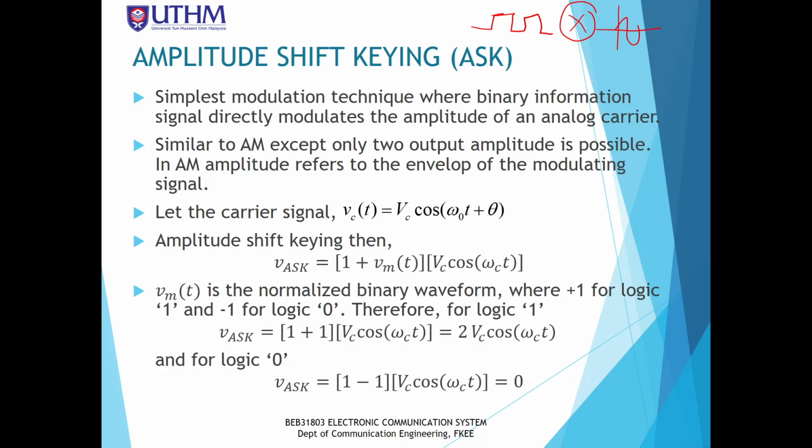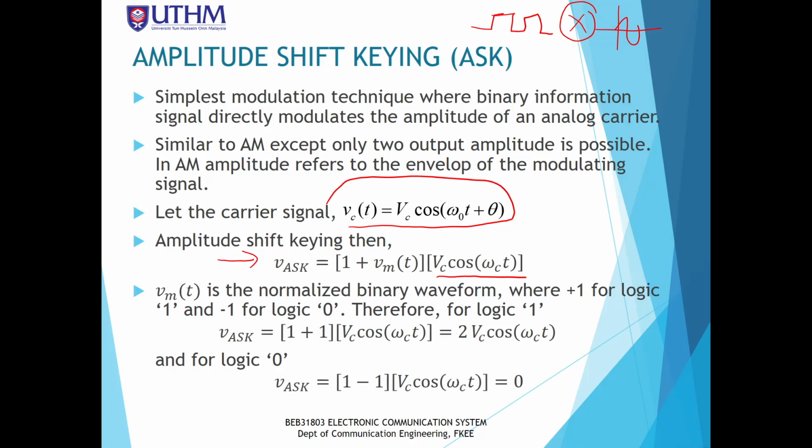And this modulation will change the amplitude characteristic of the carrier in accordance with the input. Because for input we have two possibilities, logic 1 and logic 0 only. Now, for the carrier we use this equation, Vc cos(ωt + θ). And for the ASK general equation, we have (1 + Vm(t)) multiplied with Vc cos(ωc t).